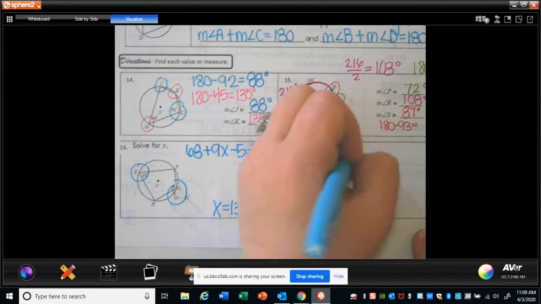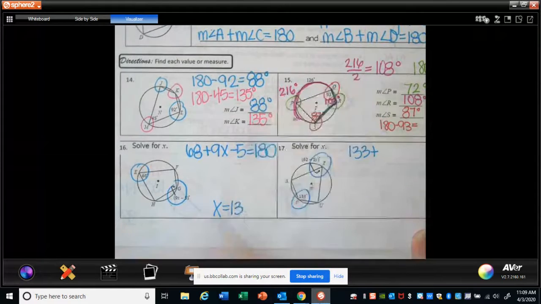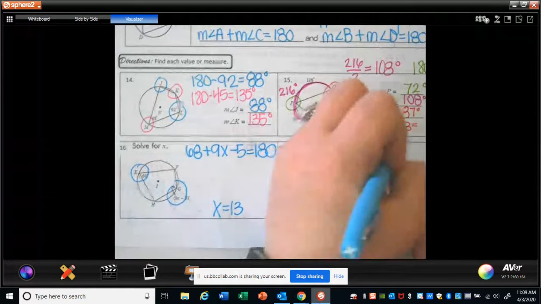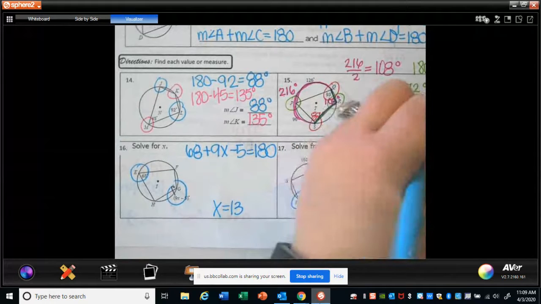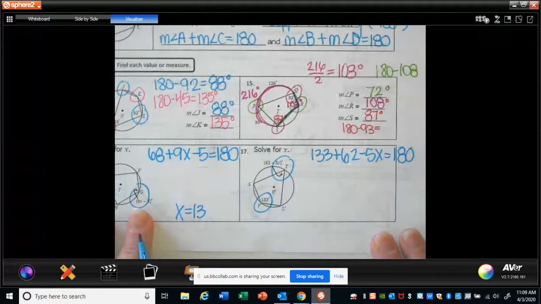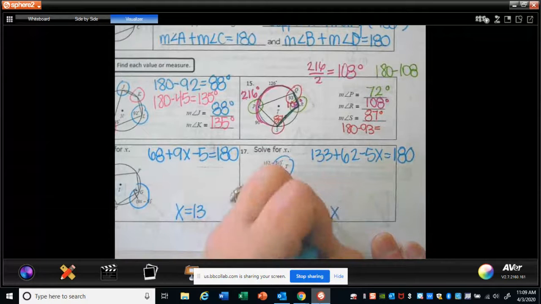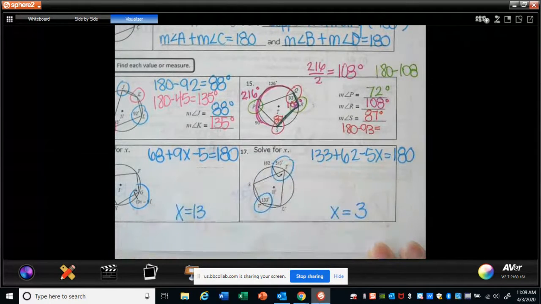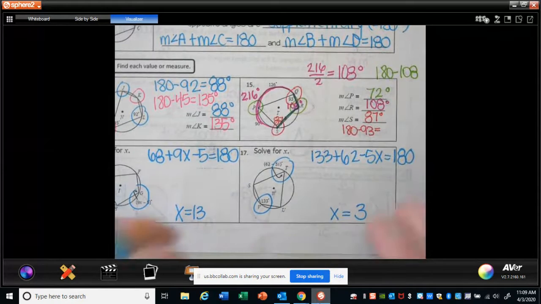Over here, we're going to have 133 plus 62 minus 5x. And again, it's going to be set equal to 180. And when we solve for x right here, we're going to end up with x is 3. If you have any problems with solving those two equations, you can check the guided notes to see the steps.